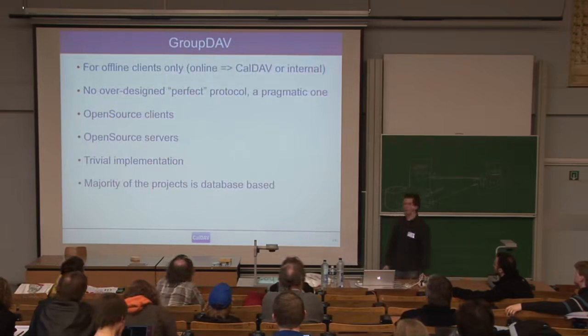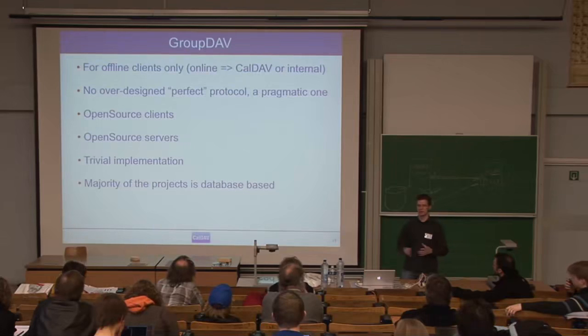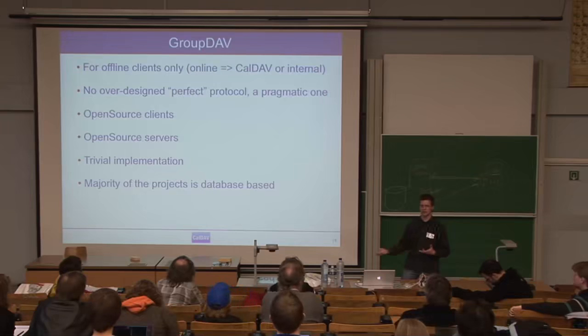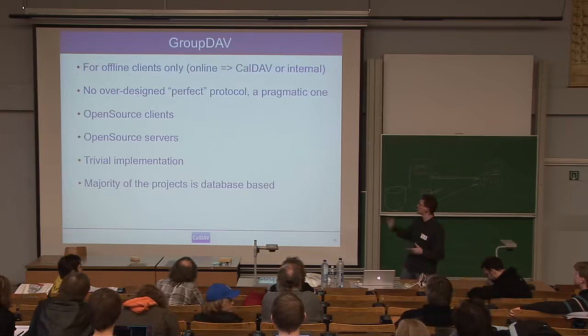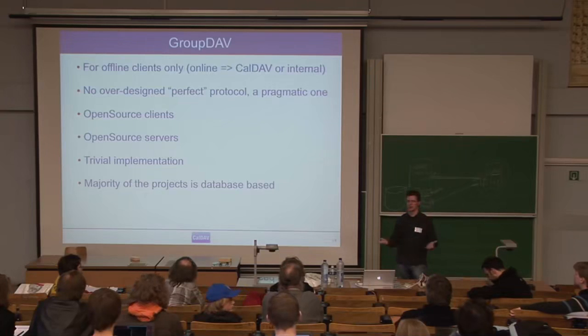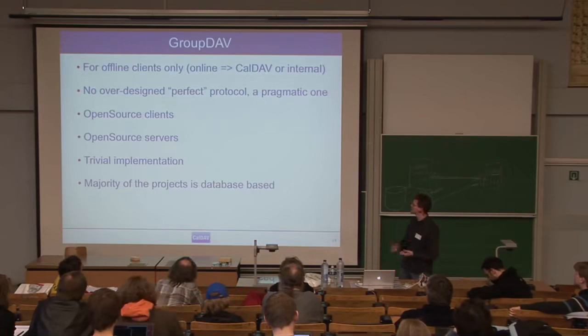So groupdev, as I said, is for offline clients only. We do not provide operations which are necessary for web interfaces, like give me just one week of events. So we actually assume that the local client keeps a cache of the items it retrieved before, because otherwise it would always need to retrieve all events. It wouldn't work. But local groupware clients need to keep a cache locally anyway because you want to have offline capabilities. So it's not really an additional requirement.